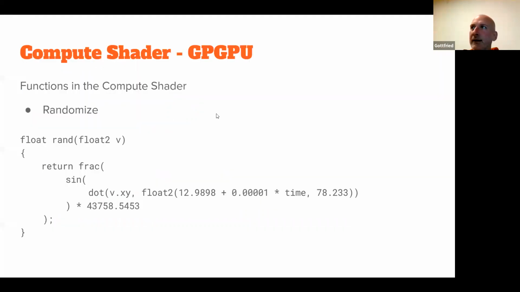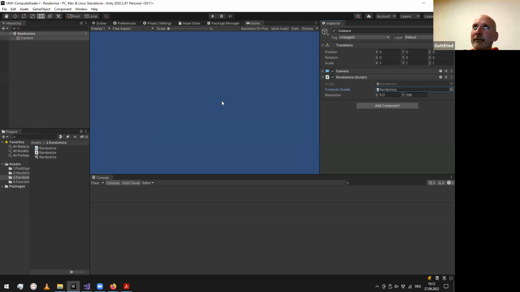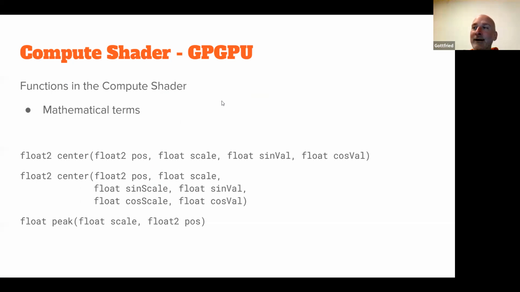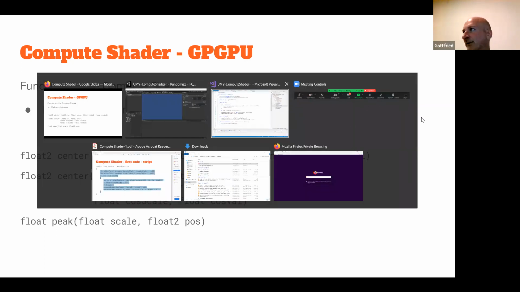So, since we can do any calculations, we can also use mathematical functions. I show you in the next thing, I have multiple mathematical functions which I overlay and compute colors out of it. So I will jump directly into the compute shader.